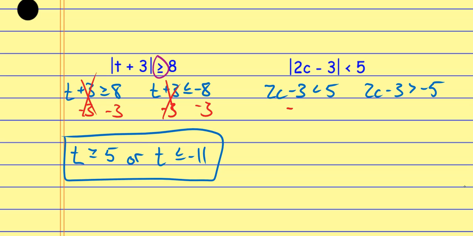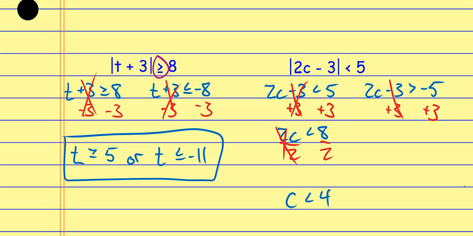To solve this first one, to undo the subtraction, I'm going to add 3 to each side. And now to undo that multiplication, I do division. Sorry, I didn't show these canceling like I've been doing. Oops. Same thing here. And now I solve the other one. To undo the subtraction, I do addition. Again, that cancels. And now to undo that multiplication, I use division.